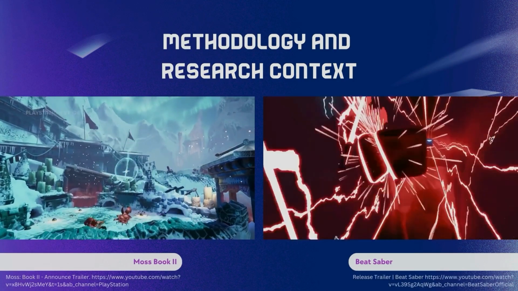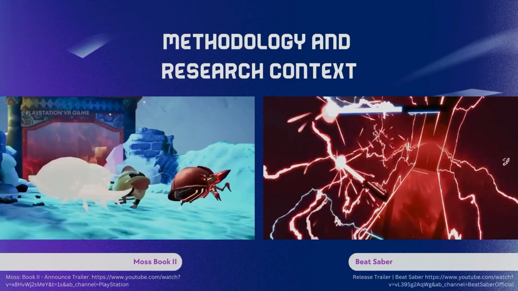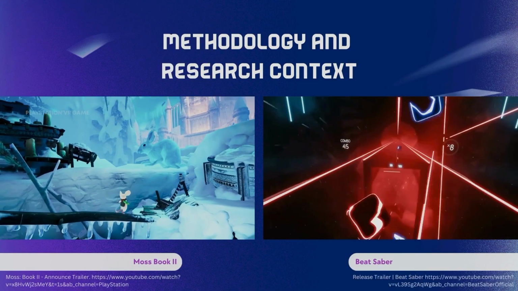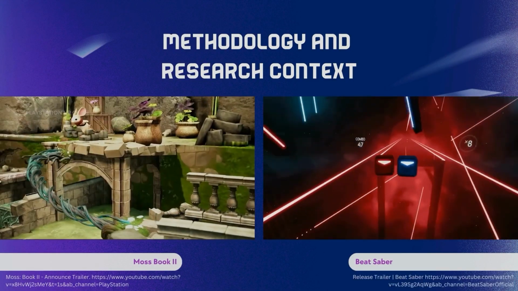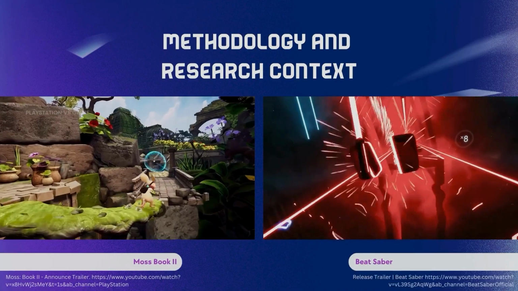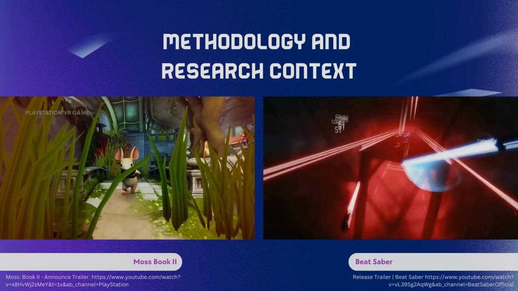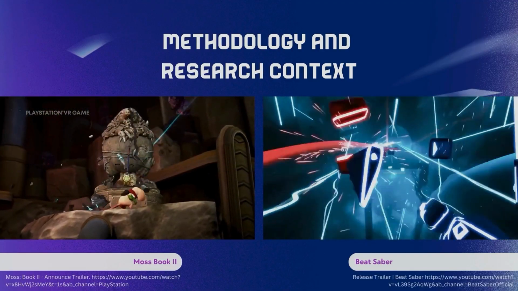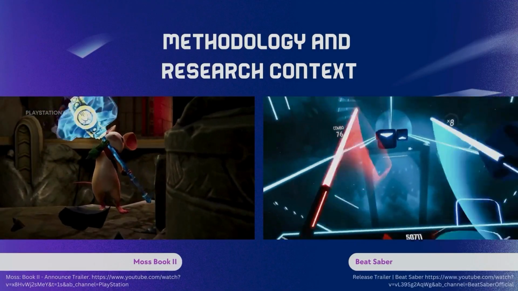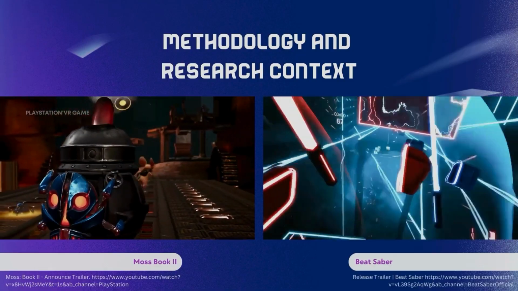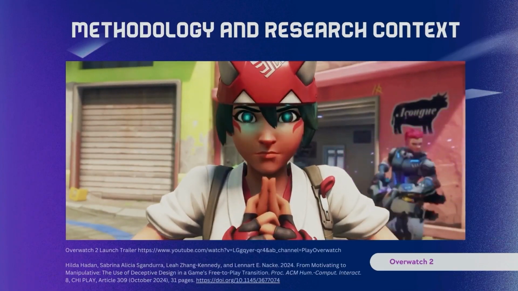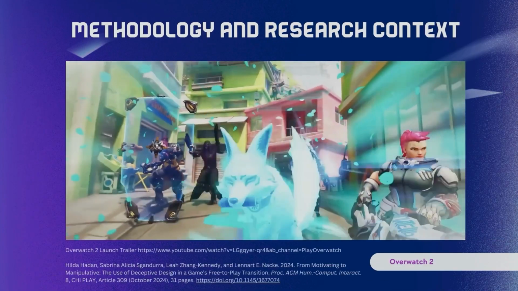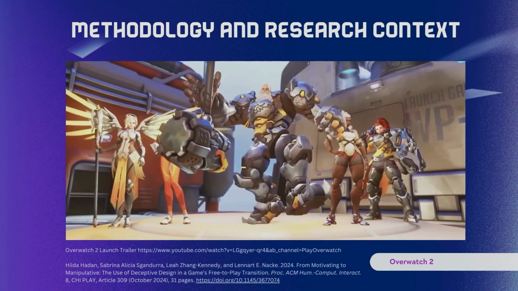To address our research questions, we are conducting a series of analyses. In this work in progress, we report on the first research stage, including a preliminary assessment guide synthesized from the literature, a 7-week autoethnography study on 2 popular VR games, Mossbook 2, a VR puzzle adventure game, and Beat Saber, a VR rhythm game, and a comparative analysis of Overwatch 2, a PC game that has been found to incorporate deceptive design mechanisms in previous research.